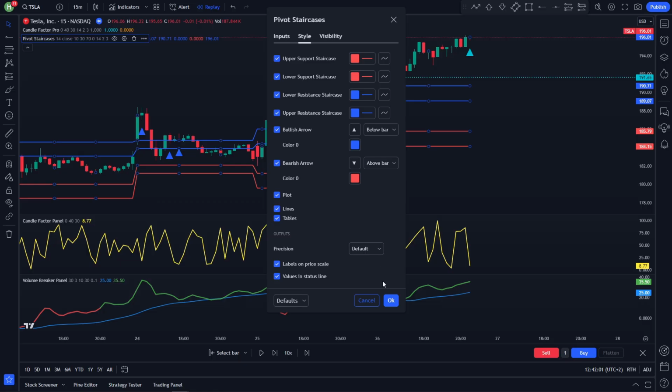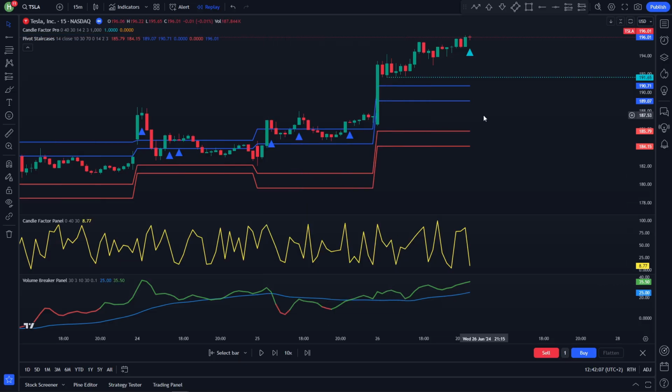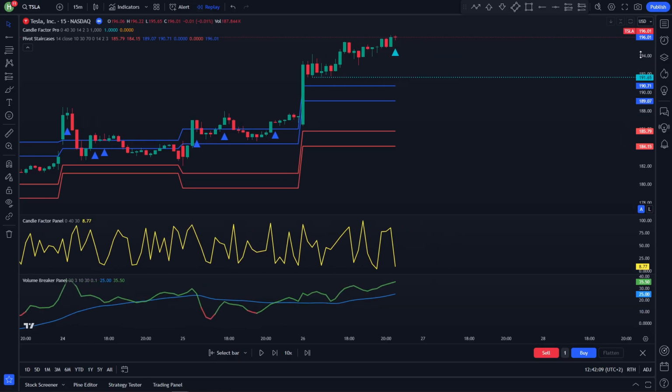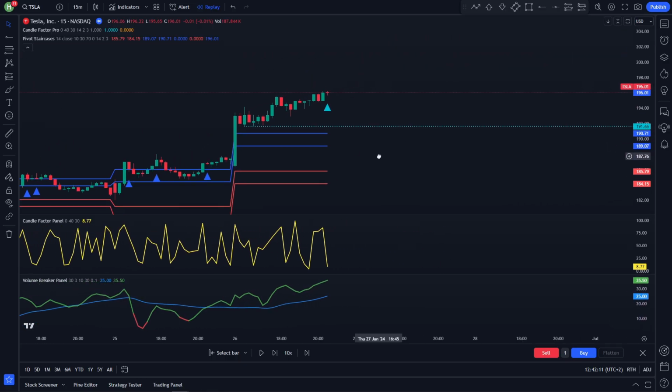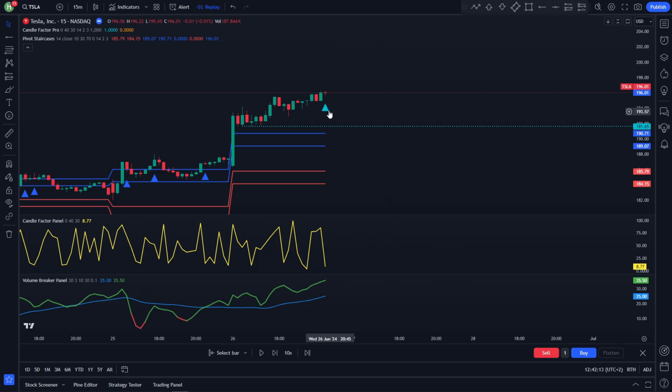By tracking these key pivot points, you can make more informed decisions about your entry and exit zones. Now, after receiving these bullish alerts, we are waiting for the additional confirmation from the Candle Factor Pro. For this example, we had to wait a couple of candles before receiving this additional buy confirmation. Then lastly, from our volume indicator, we see a green line that aligns with our bullish analysis.